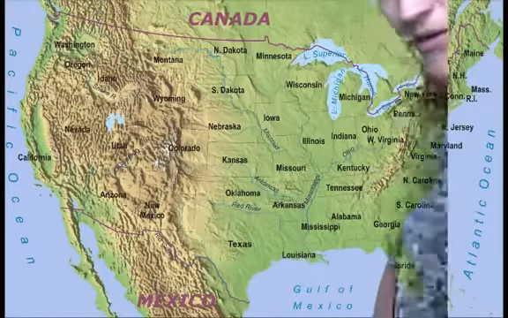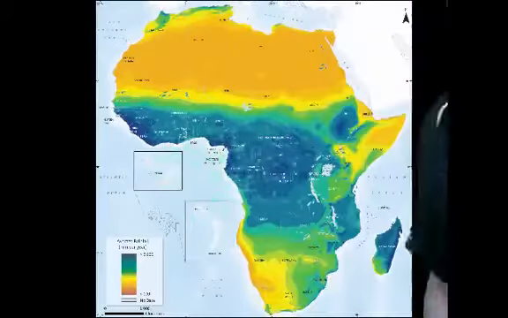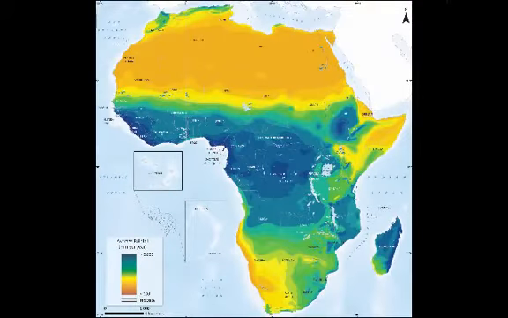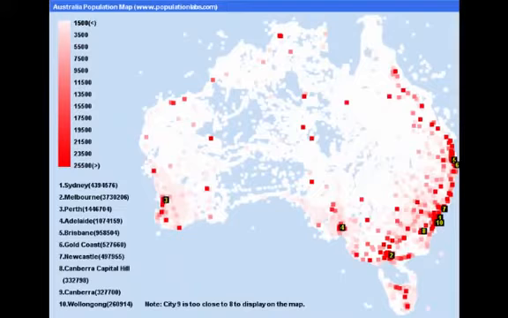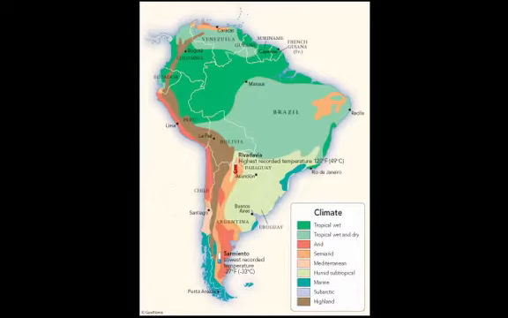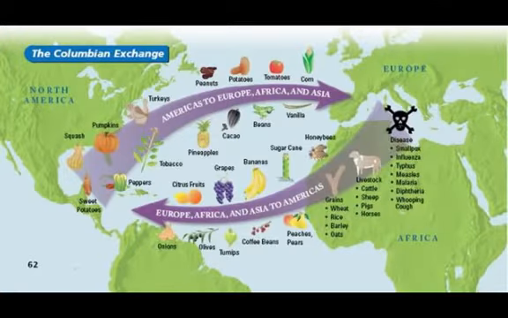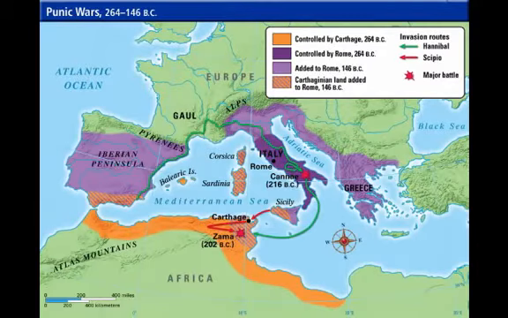Now, let's talk about your special purpose maps. Special purpose maps can cover all kinds of things, hundreds of different topics. Your thematic maps or special purpose maps can cover pretty much any topic you want. For example, here are a few maps. We have the average rainfall, population map, a climate map, a Columbian exchange map, and finally, a Punic War map. We'll talk about the Punic Wars later.